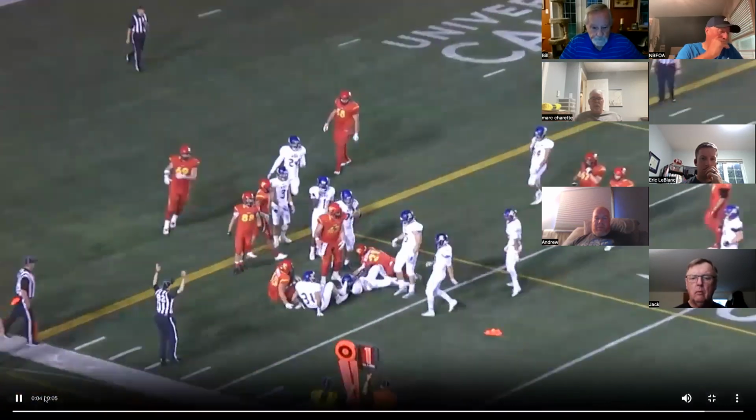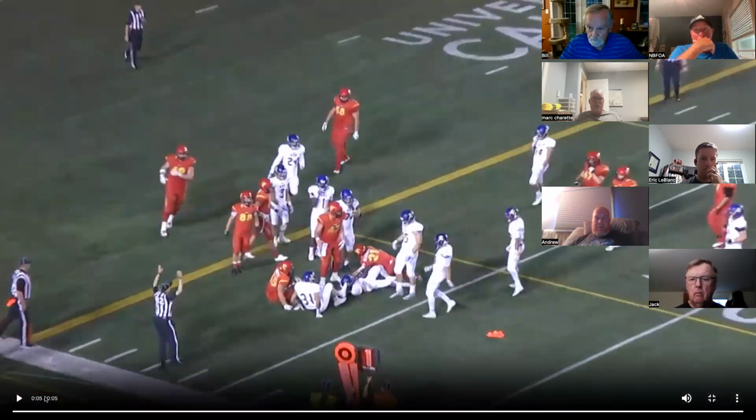I think the holding is early, and it is at the point where the runner is coming to, and that defender, if he were not held, would be there to tackle him in the backfield. I don't think it's late. I think it's early on in the play when he reaches over, grabs the far shoulder, and turns him. Yeah, I can't tell if he turns him or if he turns himself.